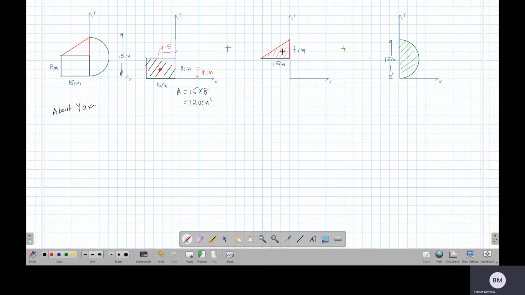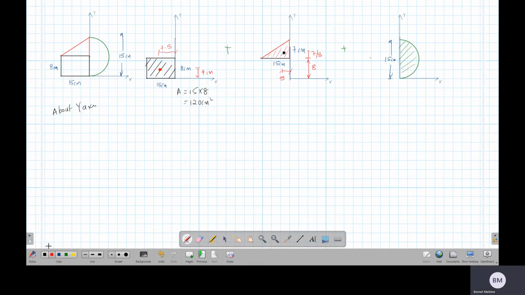The center of this triangle will be somewhere here. The distance will be one third of the width of this base, so 15 by 3, that is 5 centimeters. And this distance will be one third of 7, so that is 7 by 3 centimeters. This distance is already given, that is 8. This height we already know, it is 8.